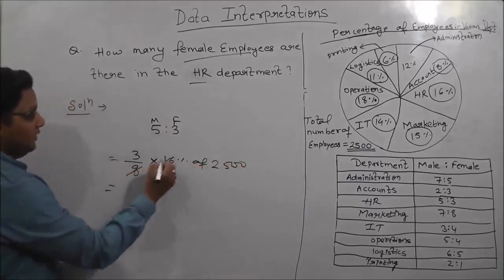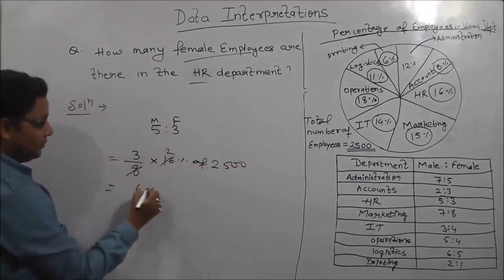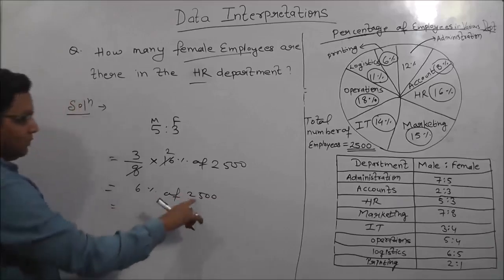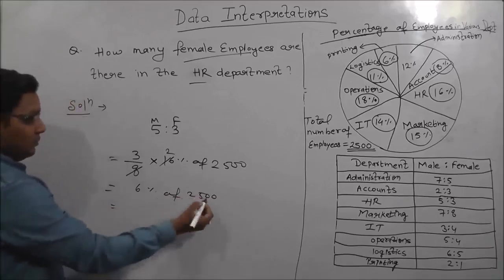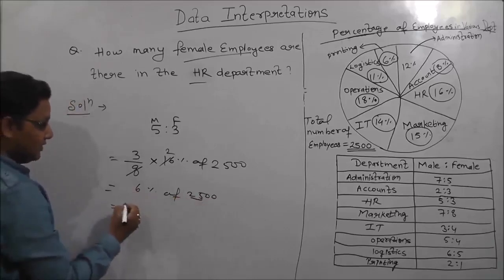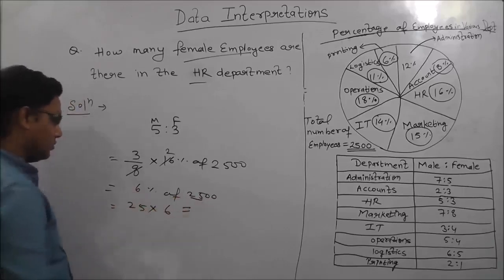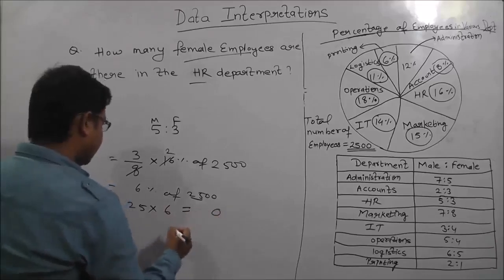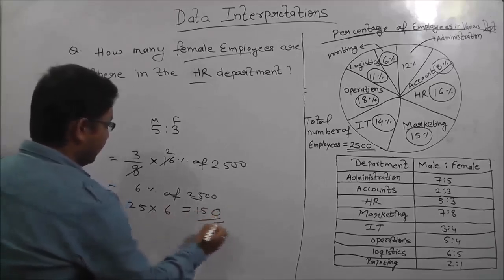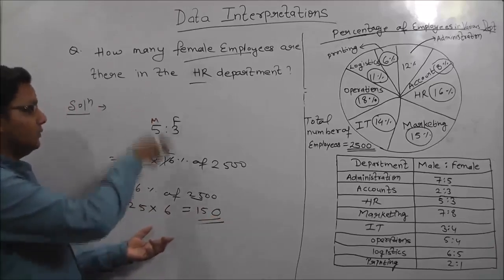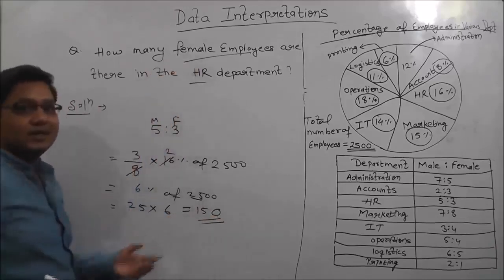So 8 into 2, that is 6% of 2500. Okay. So 1% is 25. Because 1% is 25, we have to find 6%. So 25 into 6. Okay. So how much will you get? 30 and 15, 150. So 150 female employees are there in the HR department.